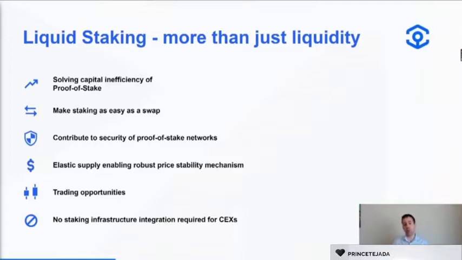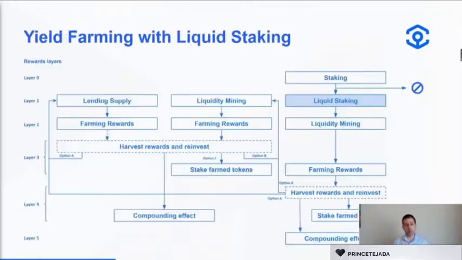So this is a way to basically enable staking deposits for centralized exchanges without any integration needed, which is the ultimate scalable way to offer staking to centralized exchanges.